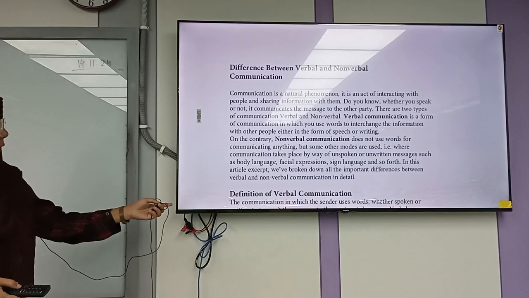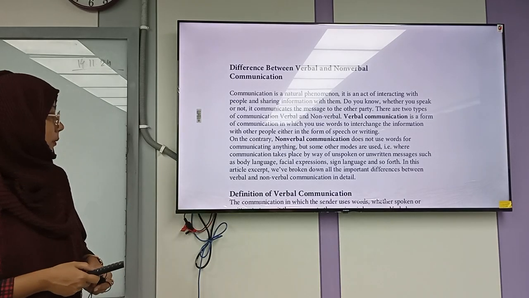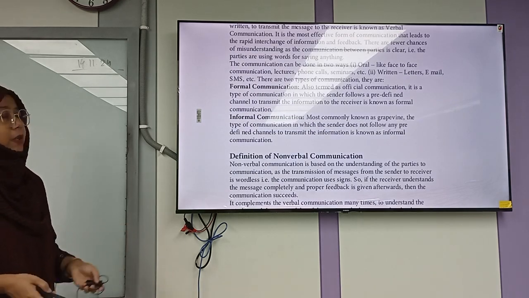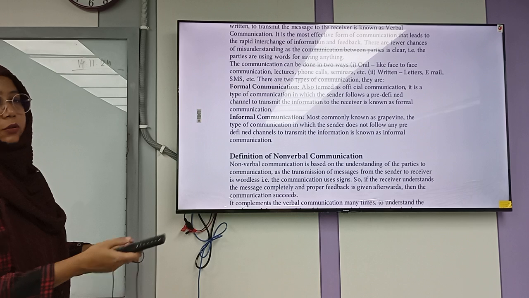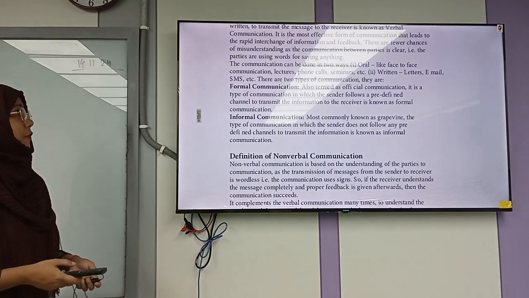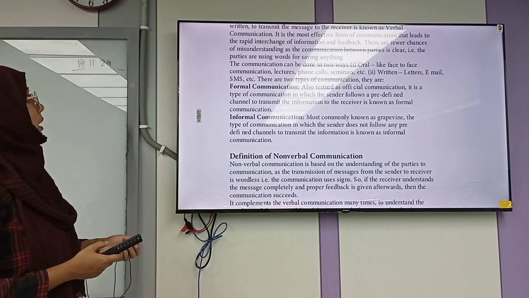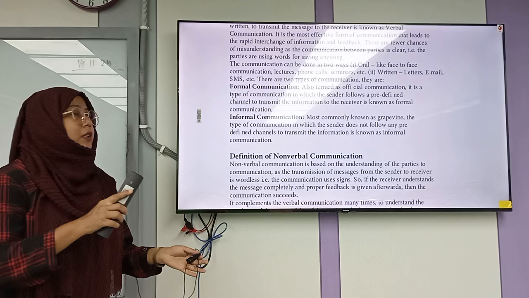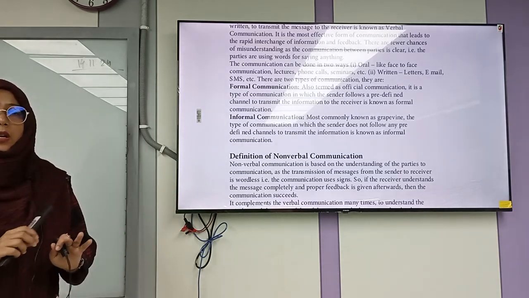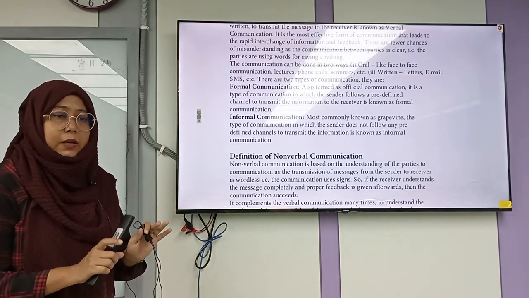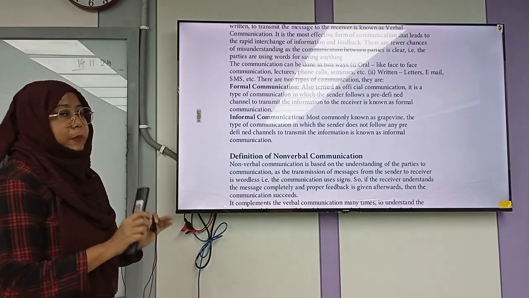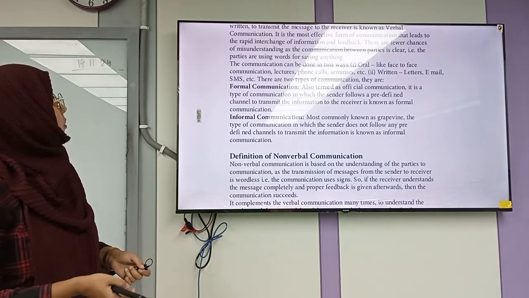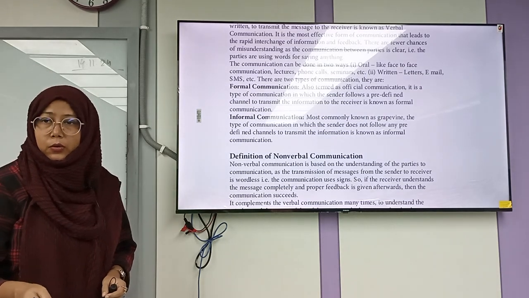So, definition of verbal communication. We already know it is communication in which the sender uses words, whether spoken or written, to transmit the message to the receiver. It is known as verbal communication. The most effective form of communication, it leads to the rapid interchange of information and feedback. So the interchange of information and feedback is so rapid and effective in the verbal way. There are fewer chances of misunderstanding. So আপনাদের মধ্যে ভুল বোঝাবুঝি কম হবে আপনি যদি ভার্বাল কমিউনিকেশনটা করেন আর কি.